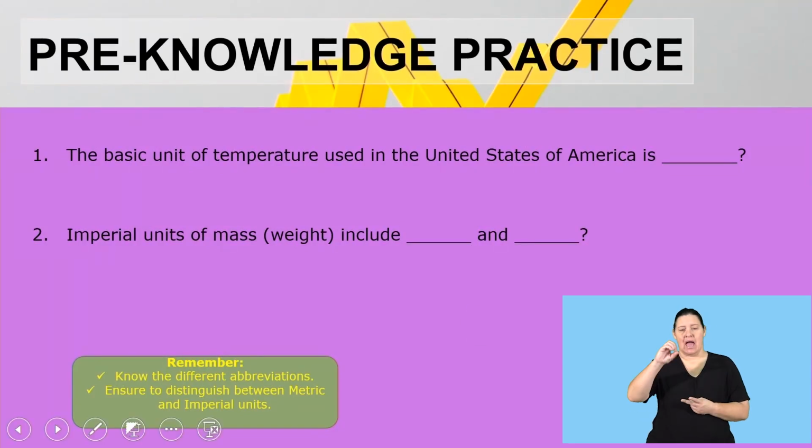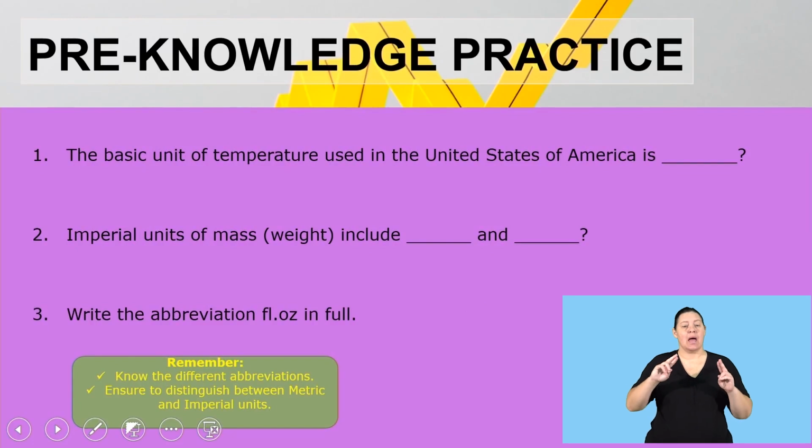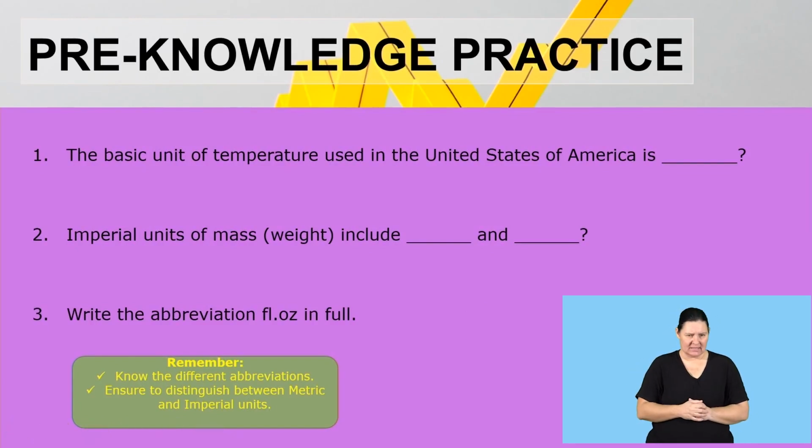And then I have one more question for you. Write the abbreviation FLOZ in full. Definitely that will be your fluid ounces. I add a little note here for you that says know the abbreviations, and also ensure that you can distinguish between metric and your imperial system. Then some revising words.